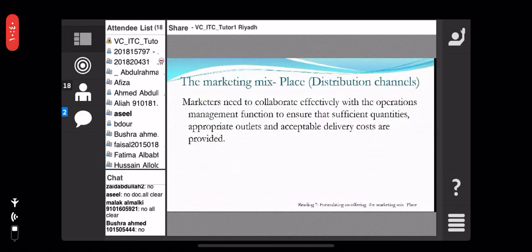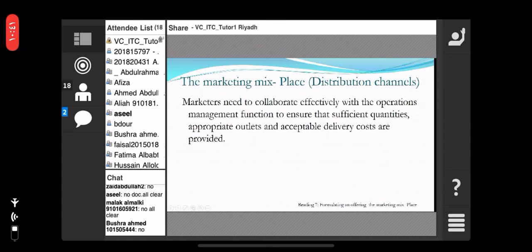The marketing mix, place, that is one P, distribution channels. Marketers need to collaborate effectively with the operations management function to ensure that sufficient quantities, appropriate outlets, and acceptable delivery costs are provided. This is place, the distribution channel. For example, intermediary: from one, let's say A, B, C. A does not know who C is, whereas B knows who C is. So A knows B, B knows C. This is basically a channel.